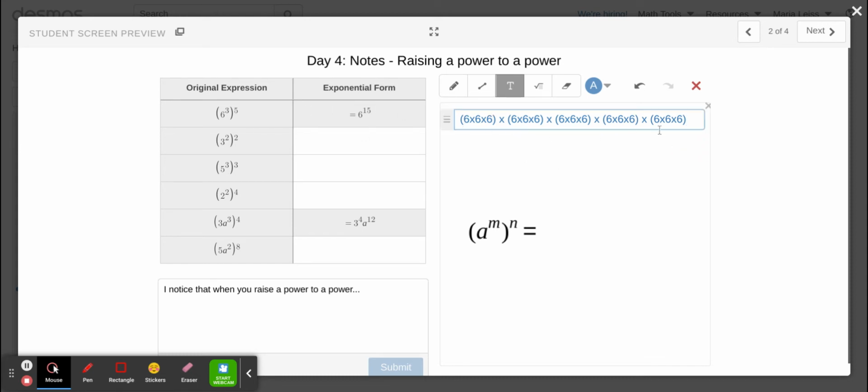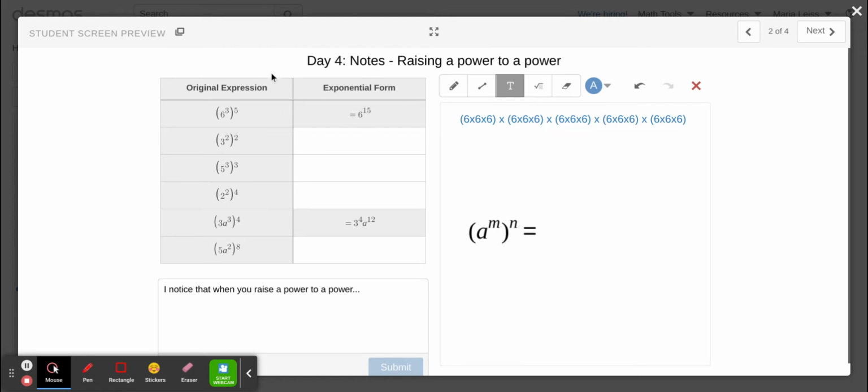So did the base ever change? Nope, base. Yep, base got here. And then where did the 15 come from? Have you figured it out yet? Well, if I count 1, 2, 3, 4, 5, 6, 7, 8, 9, 10, 11, 12, 13, 14, 15. It counted because I end up with 15 sixes. So that's how we go from here to here.